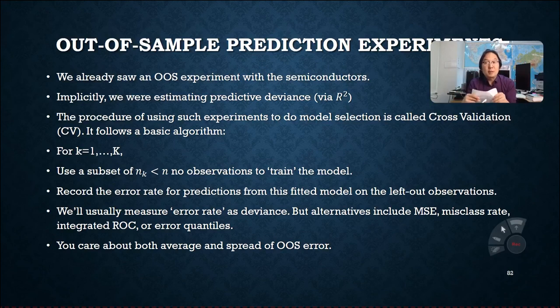Fold n sub k will be like this, right? Subset, all right? Record the error rate for predictions from this fitted model on the left-out observations. We will usually measure error rate as deviance, but alternatives include MSE, misclassification rate, integrated ROC, or error quantiles, and things like that. For ROC, wait a bit, you can see it in the next slide. We're going to formally work on that later. And then you care about both the average and spread of out-of-sample error.